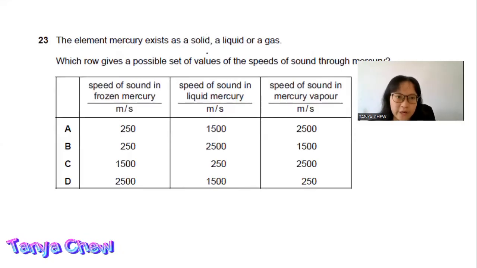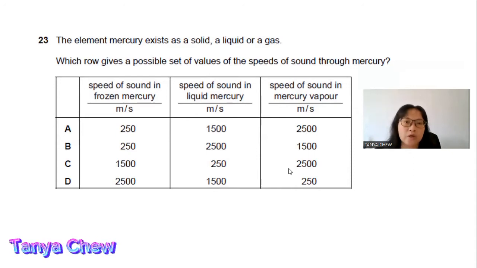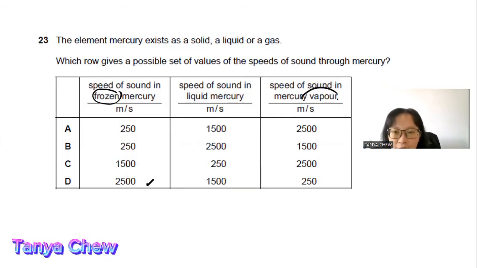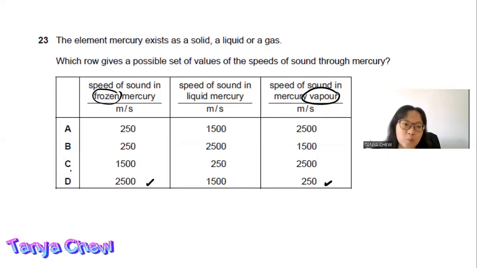Question number 23, the element mercury exists as a solid, a liquid, or a gas. Which row gives a possible set of values of the speed of sound through mercury? When mercury is frozen, it's just like the speed of sound in a solid. So speed of sound in a solid must be the highest. Speed of sound in vapor, which is like air, must be the lowest one. So D is the correct answer.